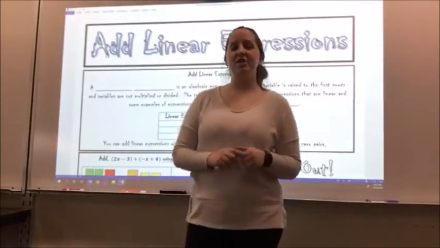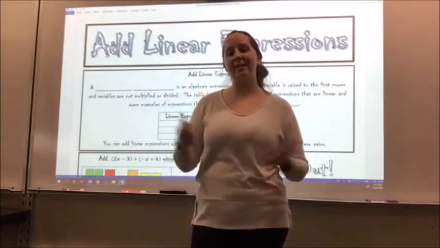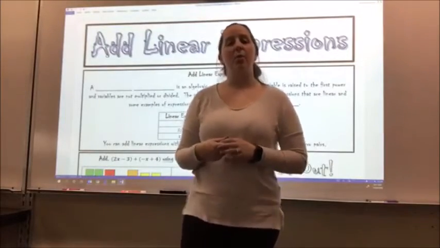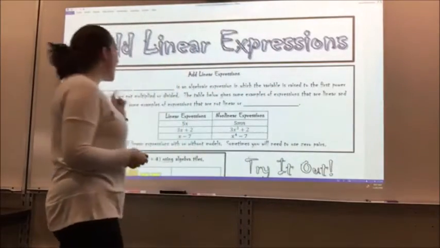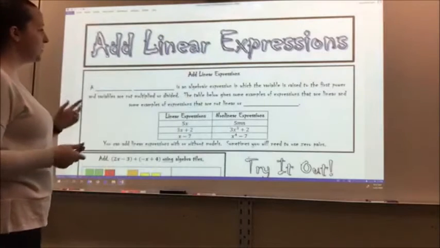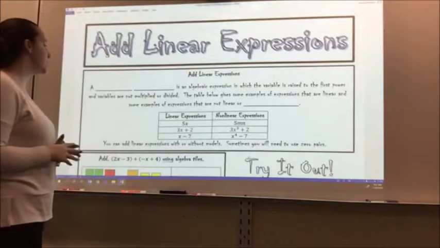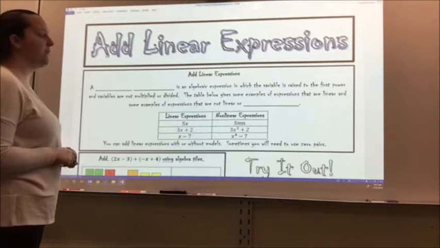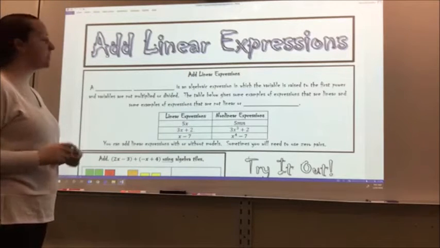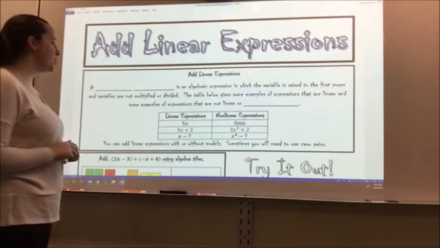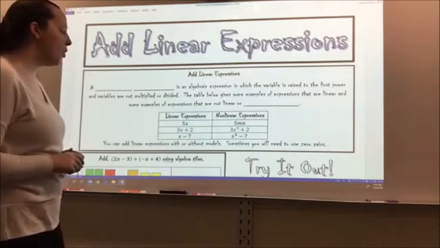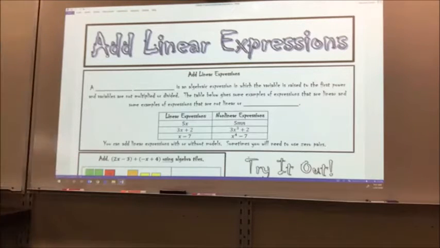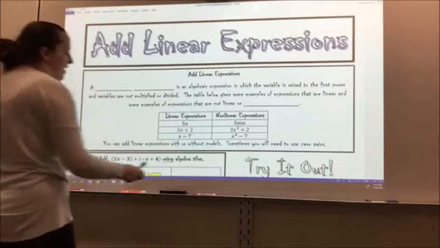All right, this is Chapter 5, Lesson 6, Add Linear Expressions. So if I'm adding linear expressions, we need to first understand what a linear expression actually is. A blank is an algebraic expression in which the variable is raised to the first power and variables are not multiplied or divided. So in those blanks, you're going to write linear expression.